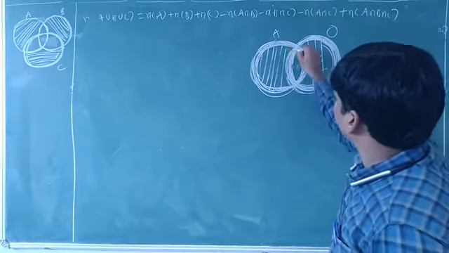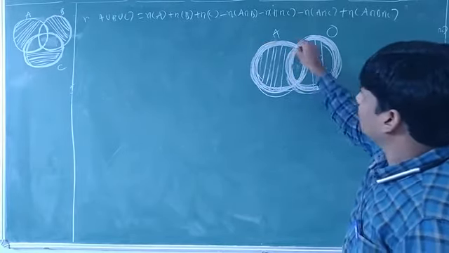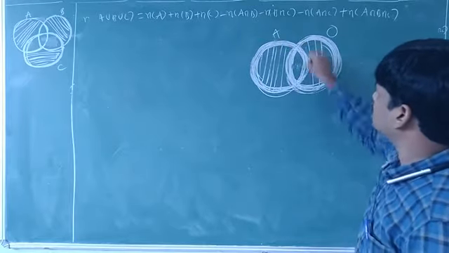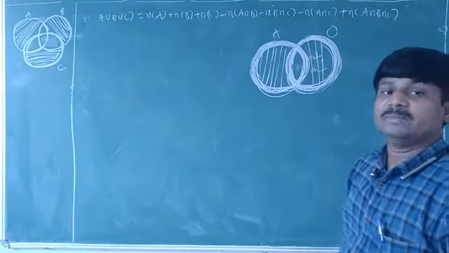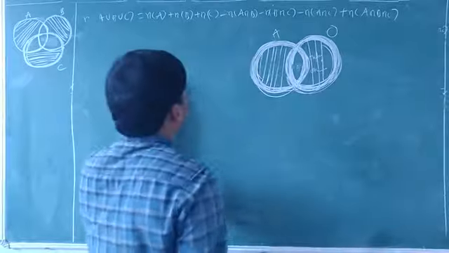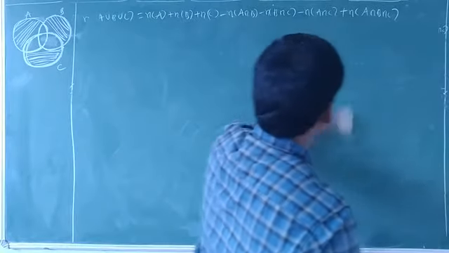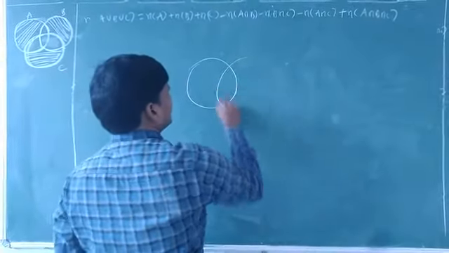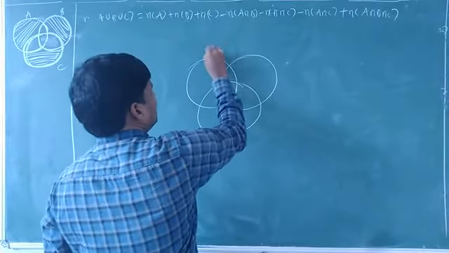Here what is that one? Only apple juice. Here only orange juice. Okay, that is the meaning of this one. Remember carefully. Same like this one also. If 3 circles will be taken, it is A.